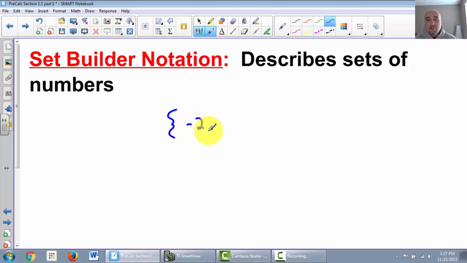I'm gonna say -2, -1, 0, 1, 2, 3, 4, 5. I'm gonna go to 6, and I'm gonna close my set. So these braces mean sets, and we'll talk more about that later. All right, we need to know how we can describe what we're looking at here.